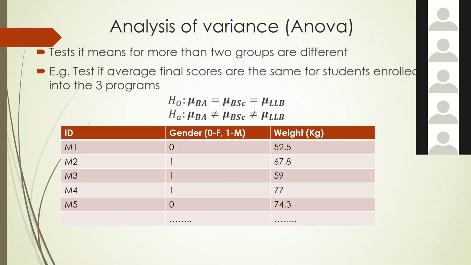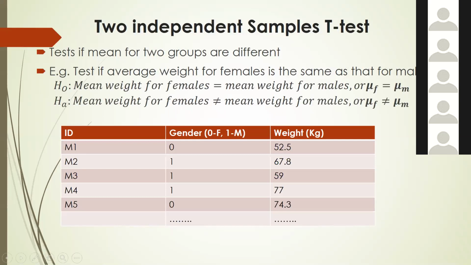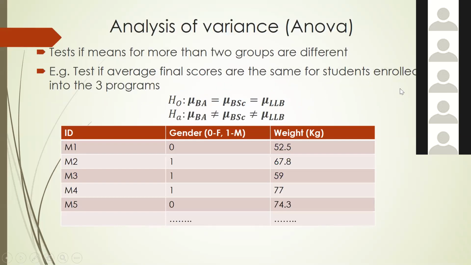Okay, now for analysis of variance or ANOVA, it is an extension of the two independent samples t-test. In the two independent samples t-test, what you're trying to do is test if the mean for group 1, females, is the same as the mean for group 2. In ANOVA, on the other hand, you're trying to test if there is a difference in mean when there are more than 2 groups. So it could be 3 groups, 4 groups, 5 groups, 6 groups, and so on and so forth. And in our case, we are using the very same example of programs, okay?